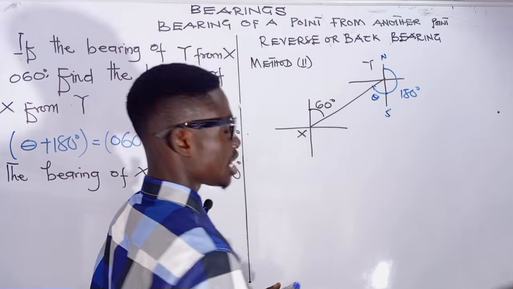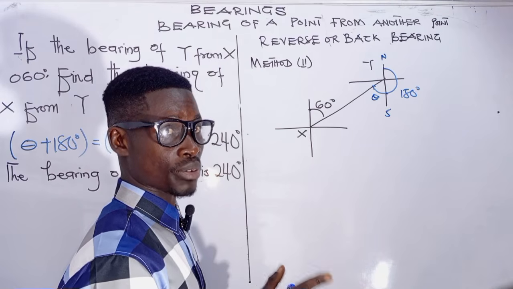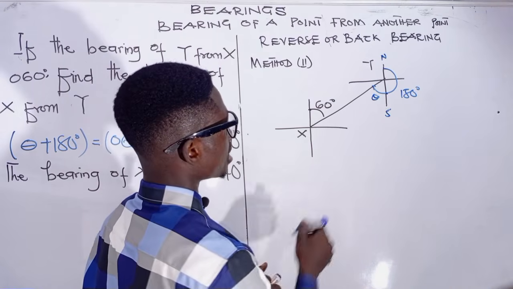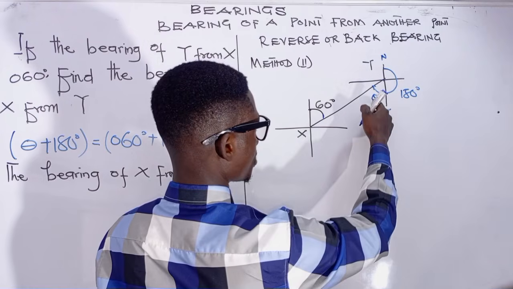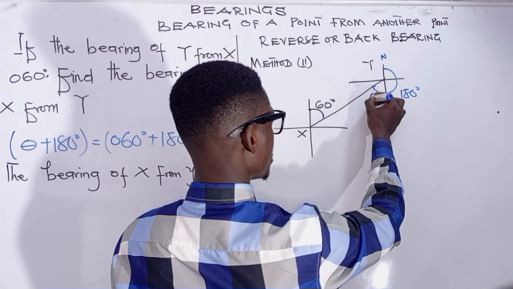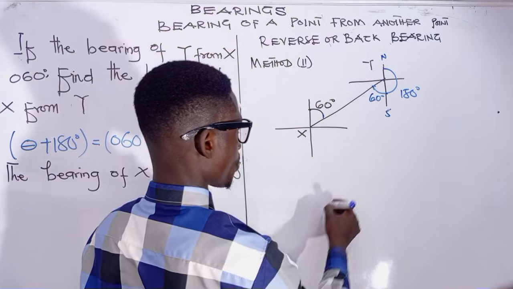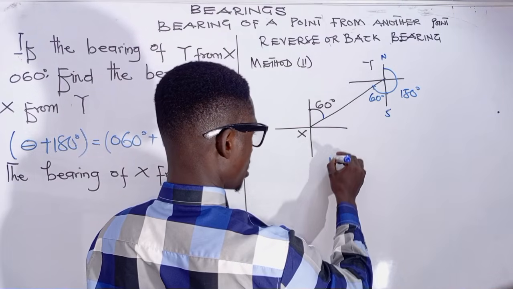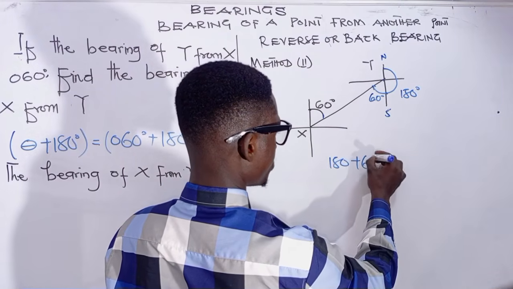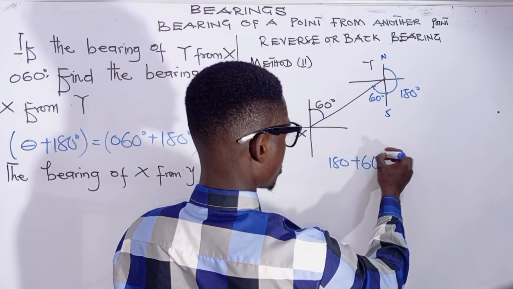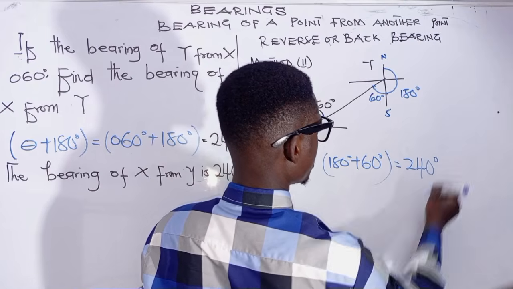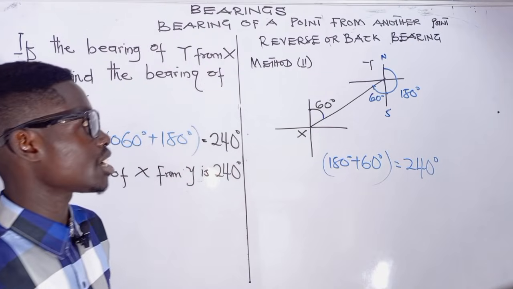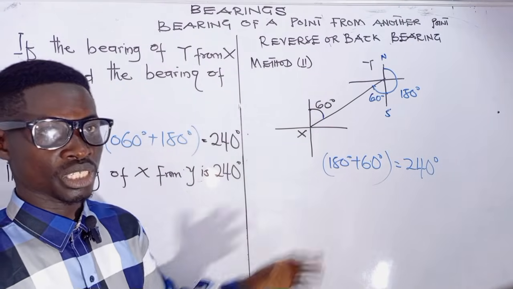Now using angle properties of parallel lines, which is the alternate angle, we can see that this angle is alternate with this particular angle. So this angle is going to be 60 degrees. So we have 180 plus 60 degrees. That gives us 240 degrees. So this is how we can use the sketch diagram to find the reverse or the back bearing.